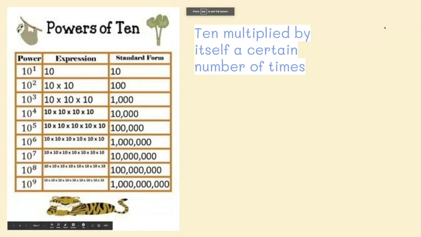Think about powers of 10 as meaning 10 multiplied by itself a certain number of times. If I'm talking about 10 to the power of 2, that means 10 times 10, which is equal to 100. If I talk about 10 to the power of 3, that means 10 times 10 times 10, so 3 times, and that is equal to 1,000. The first 3 powers of 10, so 10, 100 and 1,000, are the main ones that we're going to be looking at today.